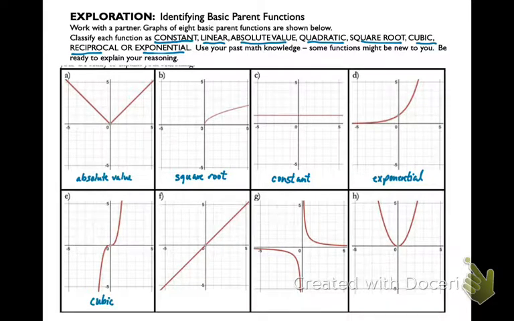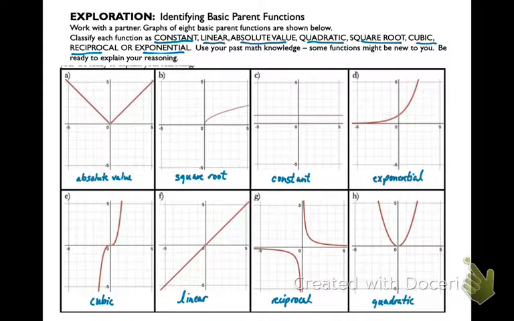F, this is what we would call our linear. G, you might not have seen this graph before. Both parts make up the graph, and this is a graph of a very basic reciprocal function. And then finally, hopefully you recognize the graph of H as a quadratic.